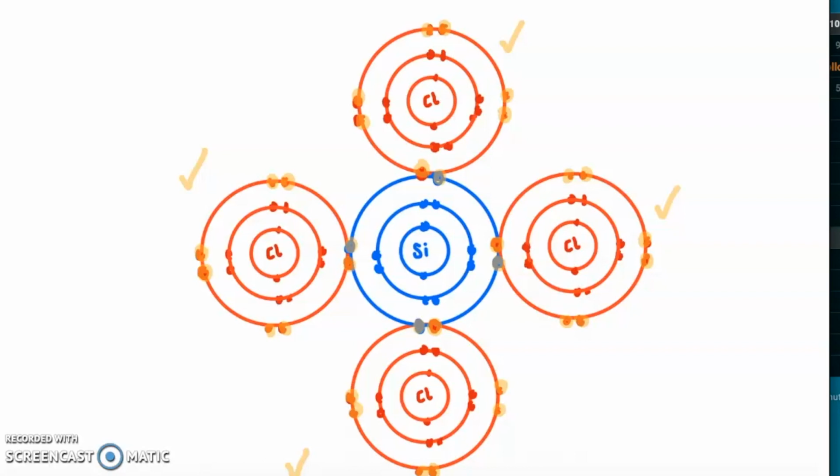Let's check silicon. 1, 2, 3, 4, 5, 6, 7, 8. Happy and full. Because everything is happy and full, we know we have successfully completed this covalent bond. We have formed a molecule. So let's try to name that molecule.